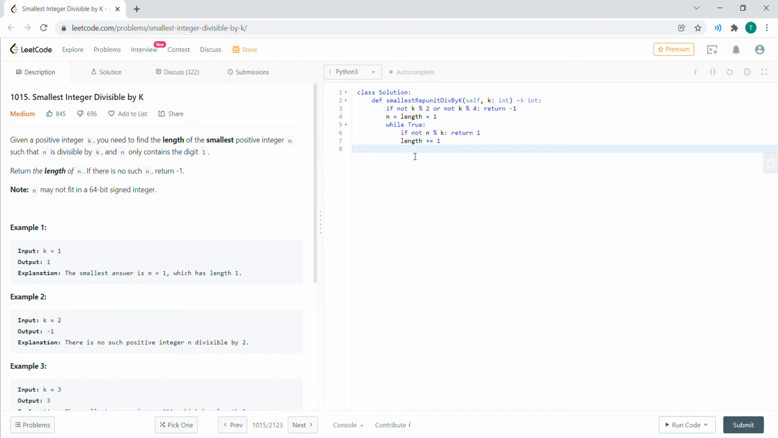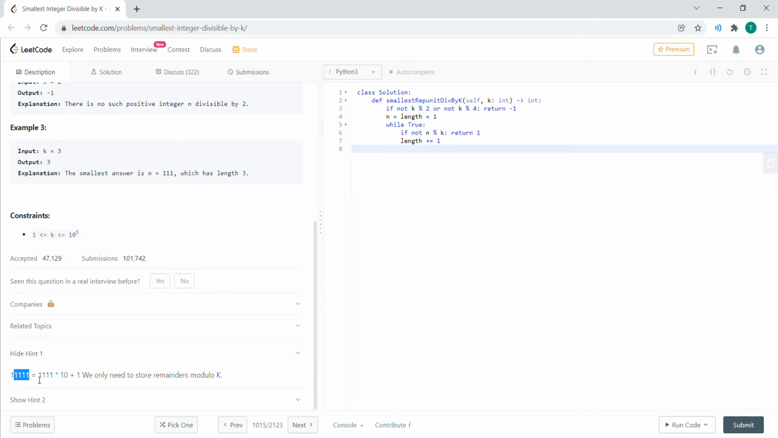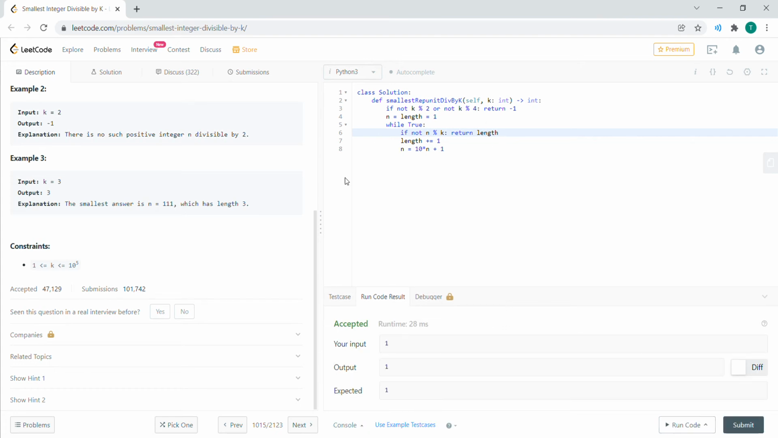And then we also want to use this function right here, this little hint that they gave us, which is going to be n equals n times n plus 1. We don't want to return 1, we want to return the length. Let's run this code.